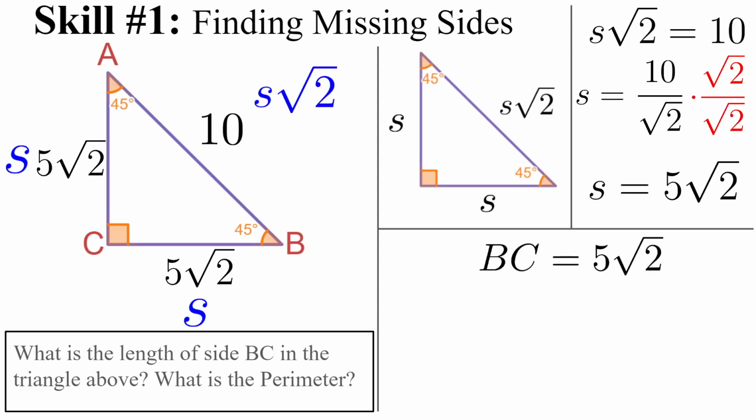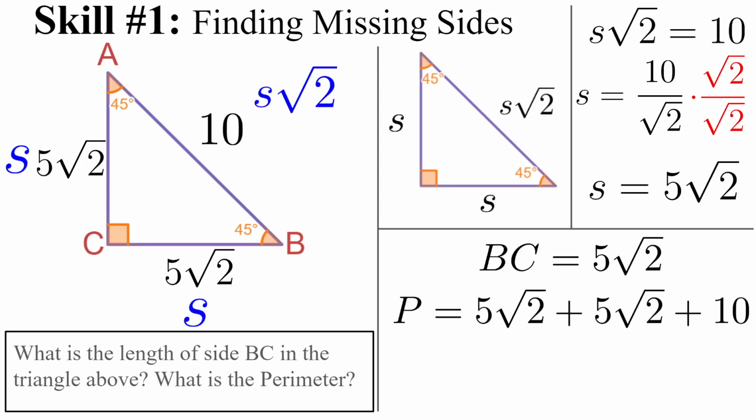And the perimeter, we just add up all the sides. So 5 root 2 plus 5 root 2 plus 10. And that simplifies to 5 root 2 plus 5 root 2 is 10 root 2. So we get 10 plus 10 root 2.